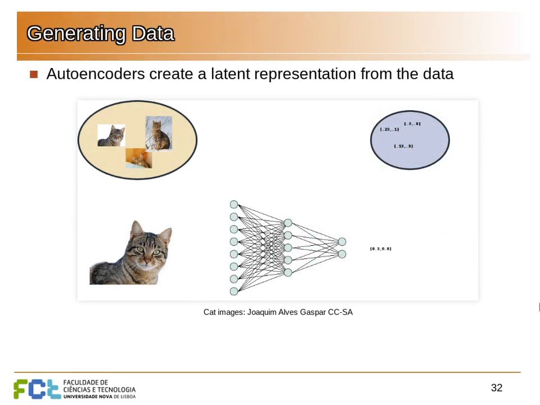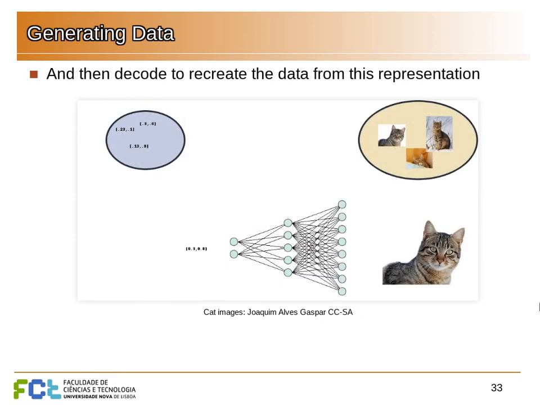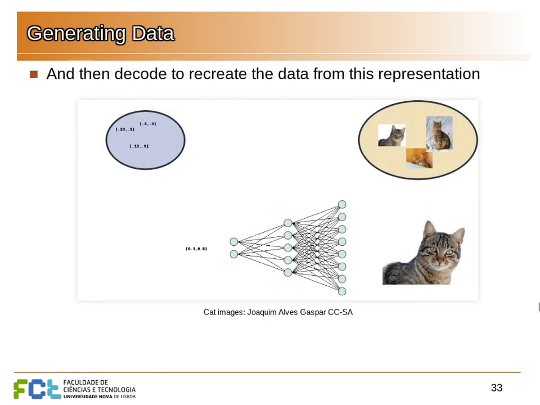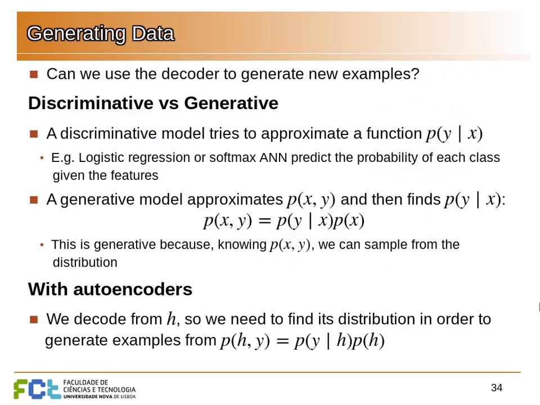So this latent representation that is created from the data could then be sampled if we pick some point in this latent representation that corresponds to something useful, like the original data, then we could just feed that into the decoder and obtain, for example, a cat image of a different cat in this case.